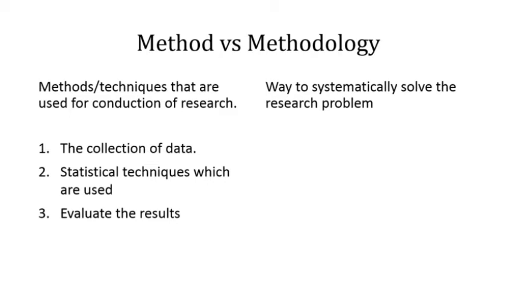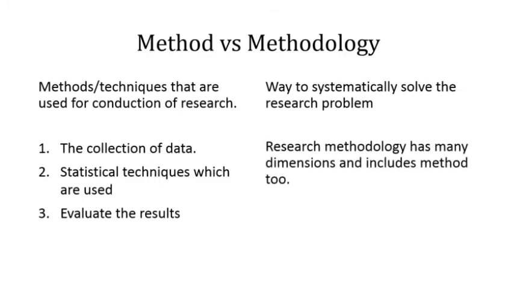Methodology has many dimensions and includes methods too. A method is a small component which comes under a methodology, and the logic behind each method is explained in the methodology. Fine. The data collection technique you used, you will explain in the method. But in methodology, you need to explain why you chose that method. There are many methods available, but why did I choose this particular method for solving my research problem? That you will mention in the methodology. This is the basic difference between method and methodology.